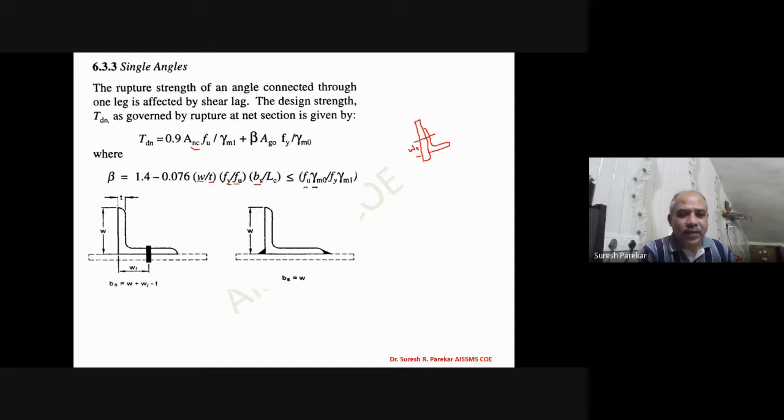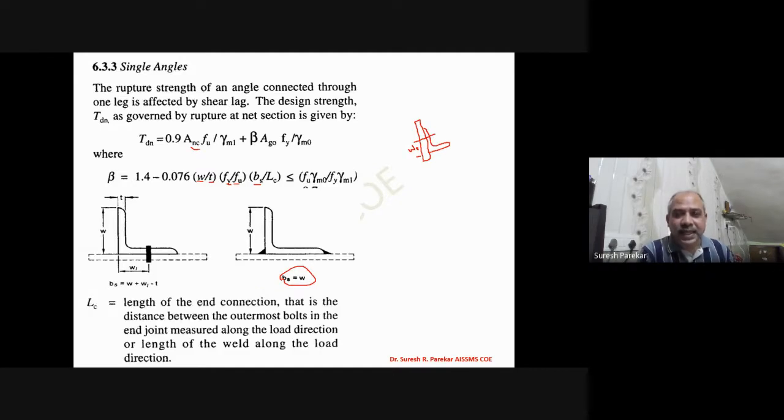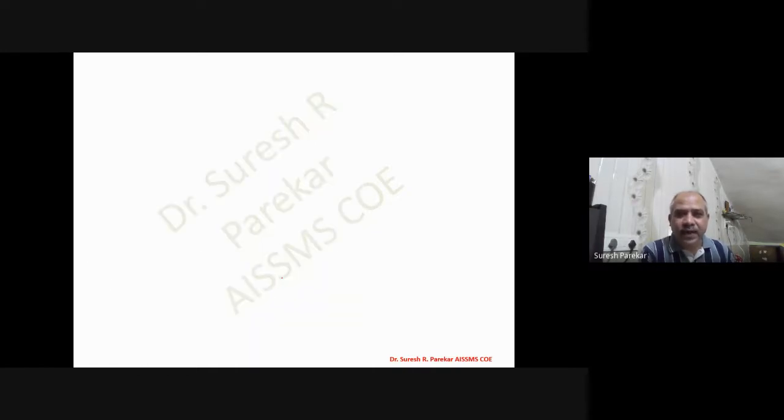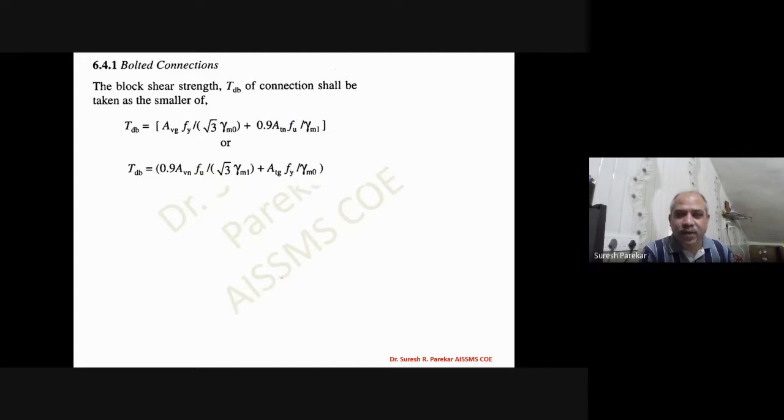And then you can see bs is w plus wl minus t, and for a welded connection, bs is directly equal to w. Then we have Lc, that is the length, which is the center to center distance between the end bolts. So we have to calculate this beta. We will not explain it again when we go for the problems.